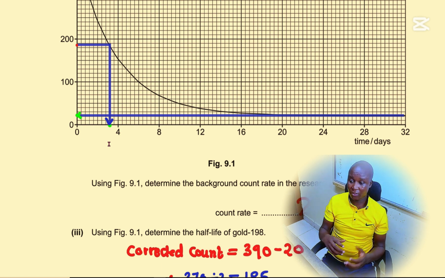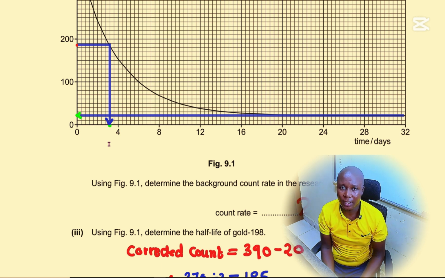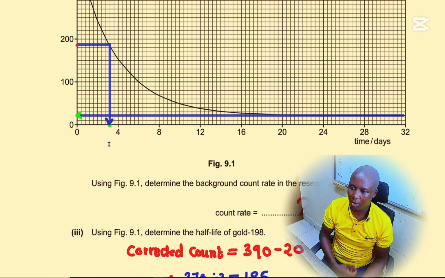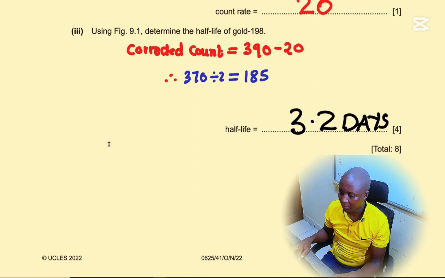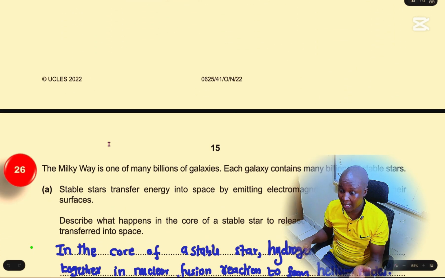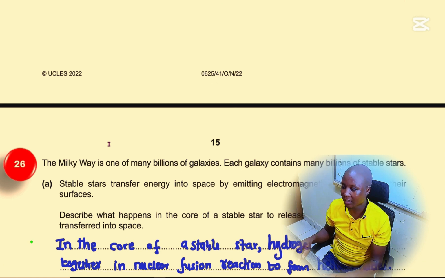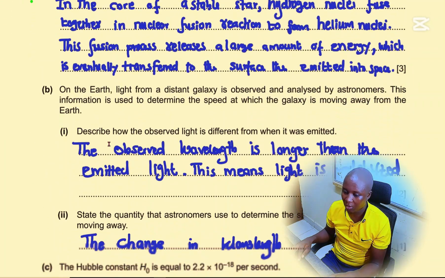Sources of background radiation include cosmic rays from space, rocks and buildings, and also we can talk of plants because they contain carbon, right? Radon and argon gas also can contribute.